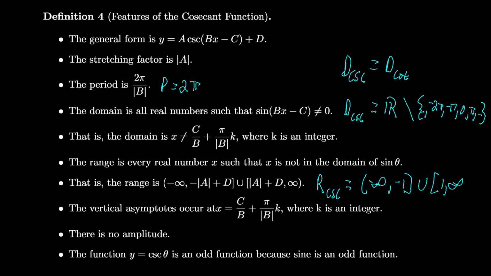There is no amplitude, like I said, and the function is odd because sine is odd, and cosecant is just 1 over sine. So cosecant of negative theta equals negative cosecant of theta. Odd function means you can pull the negative out. Even function means that the negative just goes away. If you have a negative input, it's the same thing as a positive input.